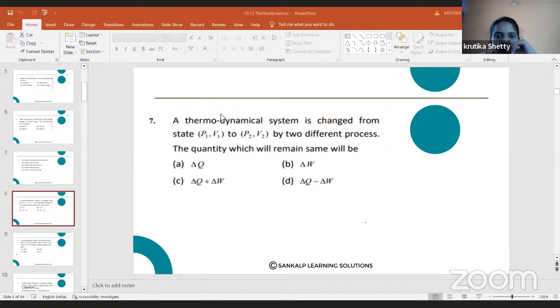Yes, option C. So here some students are giving, Sagar, Bhavani, you people are giving option C. The option C is the correct one. Let us go for the next question.